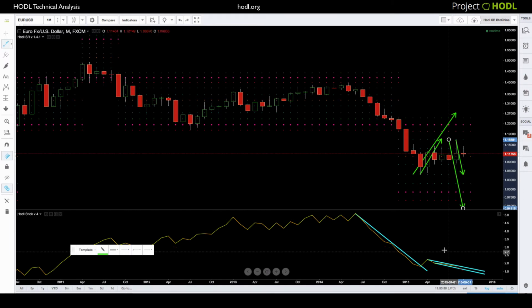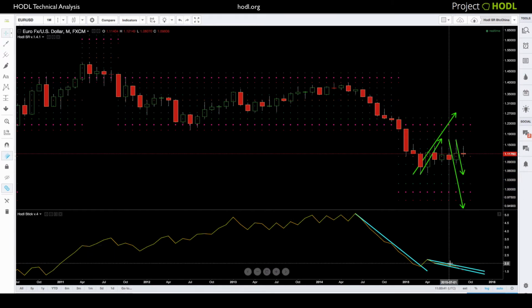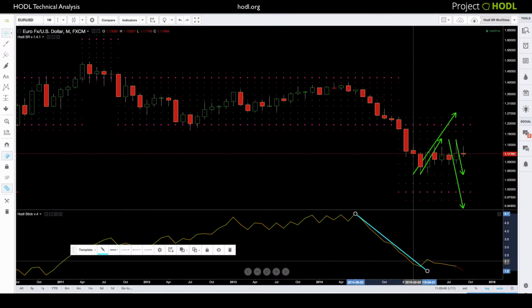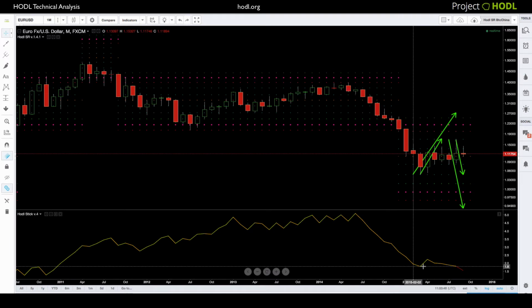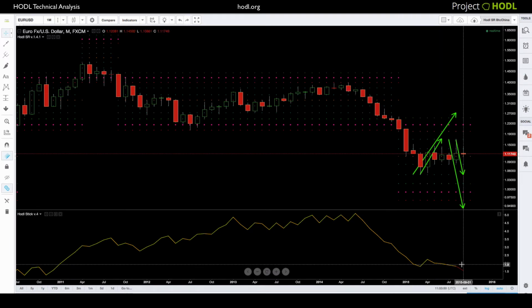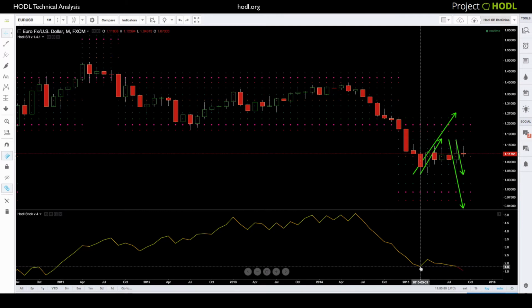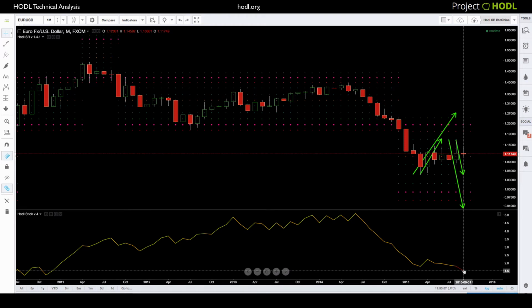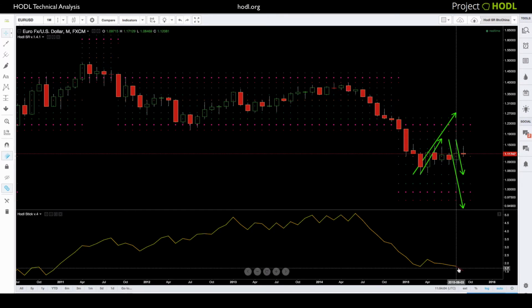But let's take a look at the stick again. I'll remove these trend lines. The stick is creating a bullish divergence. So we have a higher low and lower low on the stick, and we have a lower low and higher low on price. But we must wait until this candle closes, which will be in another few days.